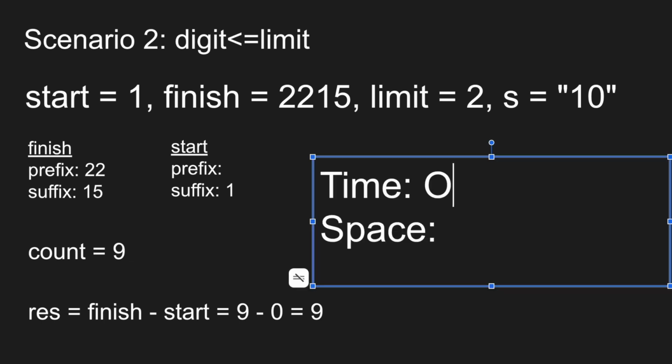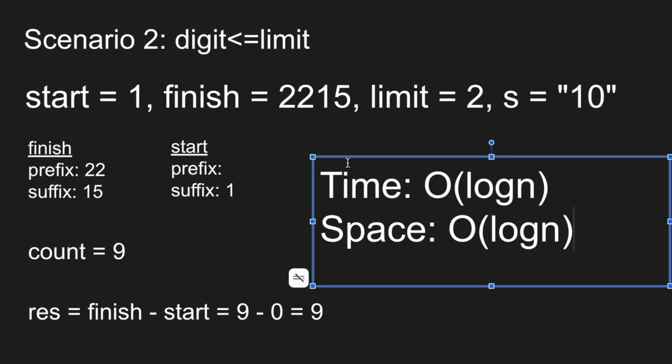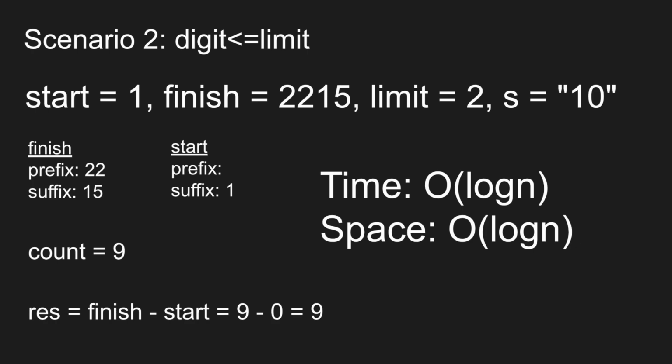So the time complexity would be O of log n, where n is the number in finish, and it will be log time because we are going digit by digit. And the space complexity will also be O of log n, because when we are solving the problem, we need to keep some space for the suffix, which I'll show in the coding section, and that can also take up to log n space. So now let's get to the coding part.